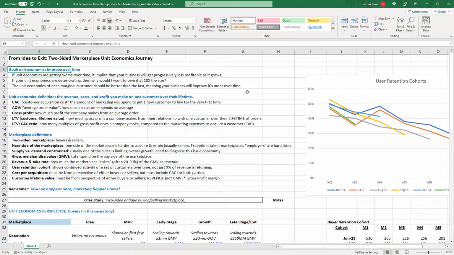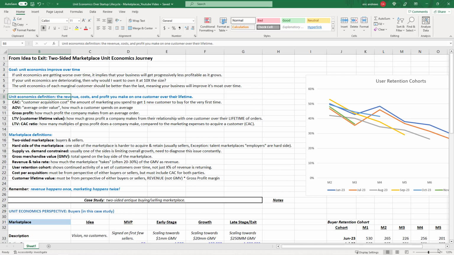The basic idea with unit economics is you want your unit economics to get better over time. If they're getting worse over time, it implies that your business will get progressively less profitable as it grows. So if each incremental customer makes less money, your business at 10 or 100 times the size should either be completely unprofitable or losing more money than it's losing today. So the unit economics of each marginal customer should be better than the last, because that implies that your business, if it's much larger, will make a lot more money. That makes sense, and that's how investors are thinking about unit economics.